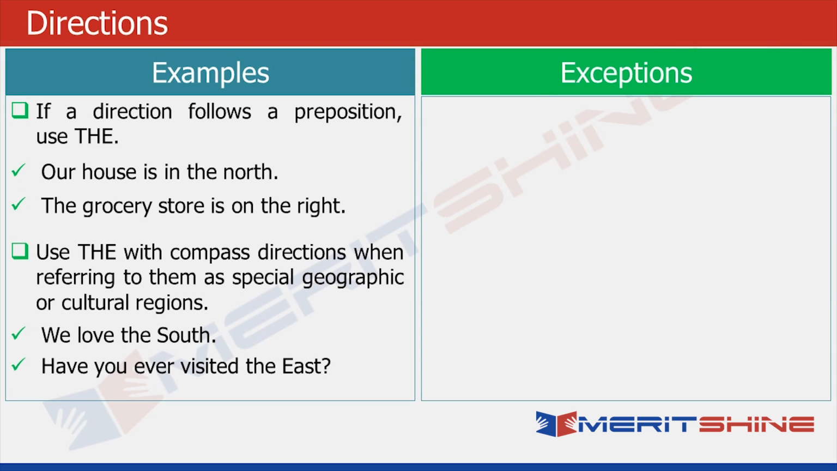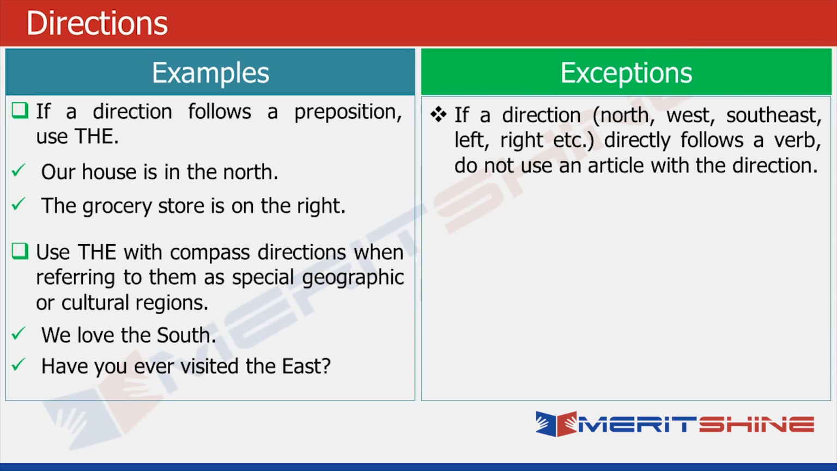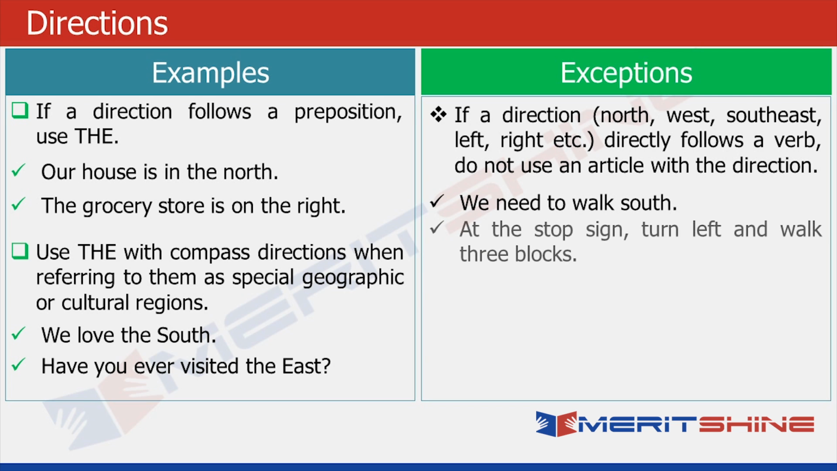But if the name of a direction, north, west, southeast, left, right, etc., directly follows a verb, it does not take the article the. For example, we need to walk south. At the stop sign, turn left and walk 3 blocks. Let us move to the case A4.